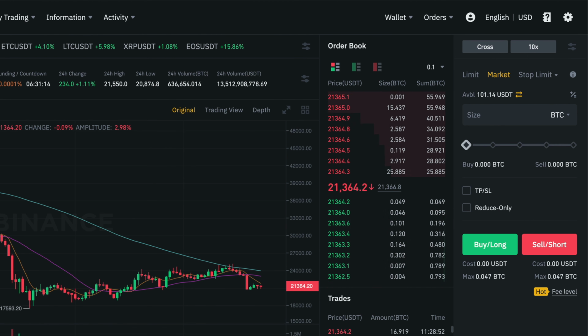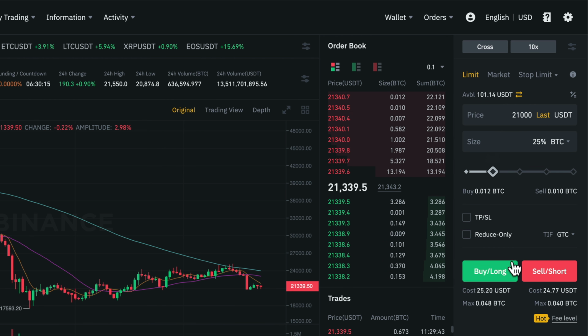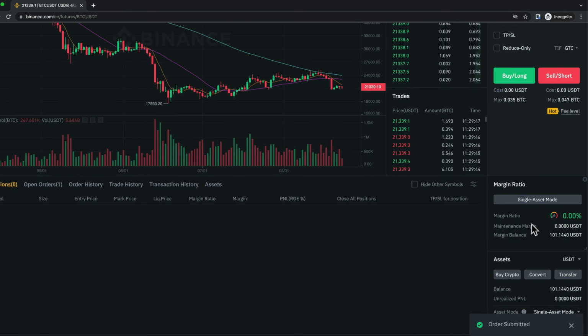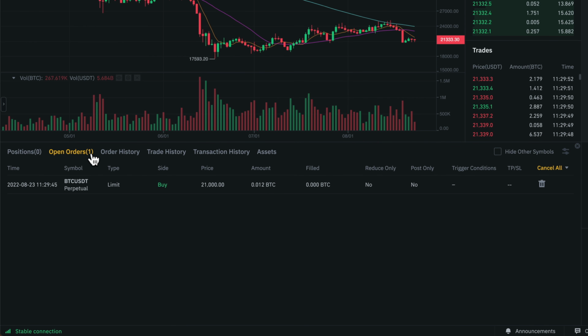Until now, we've only been using market orders, but of course we can also do limit orders as well. We can just switch from market to limit and then set our entry price here. We put in the order by going long or short, and it will be visible right here in the open orders tab. And it will stay here until the futures price reaches our entry price that we have just set, which is when it will automatically open our position at that specific price.